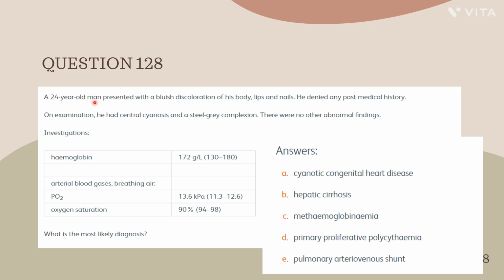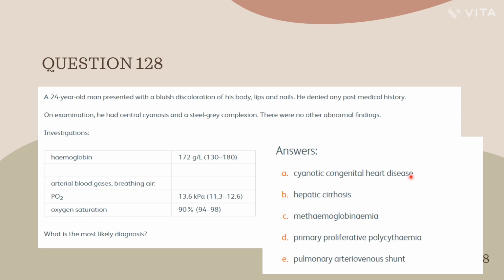Next question: a 24-year-old man with a bluish discoloration of his body, lips and nails. He denied any past medical history. On examination, he had central cyanosis and a steel grey complexion. There were no other abnormal findings. Hb 17.2, ABG showed PO2 13.6. Oxygen saturation is low, 90%, despite normal PO2. What is the most likely diagnosis?